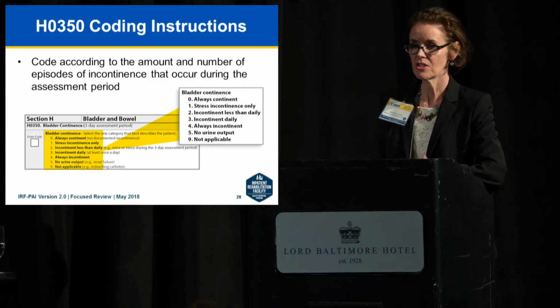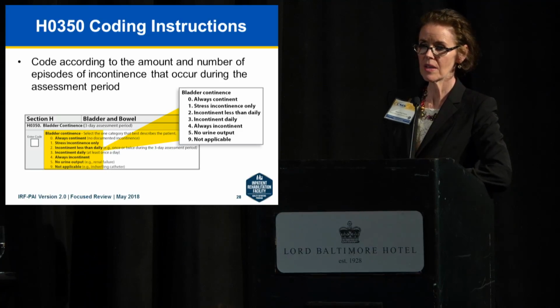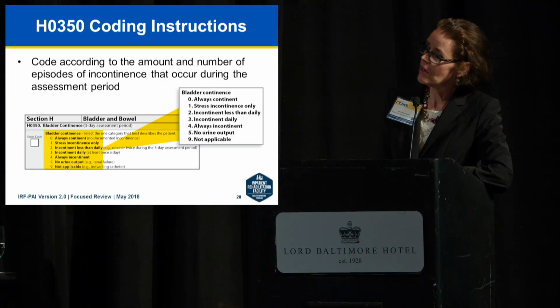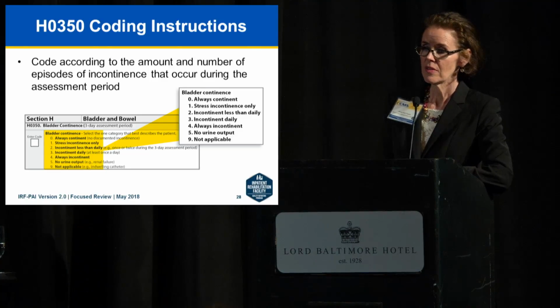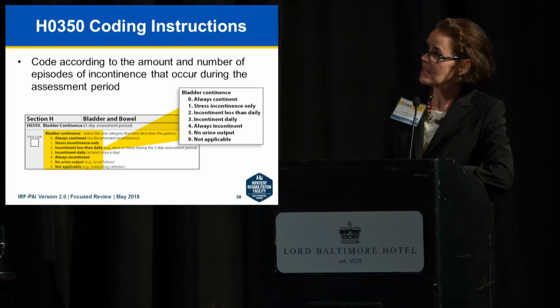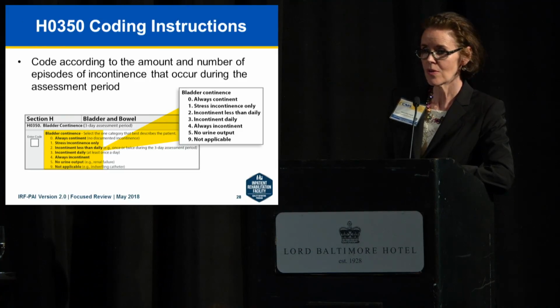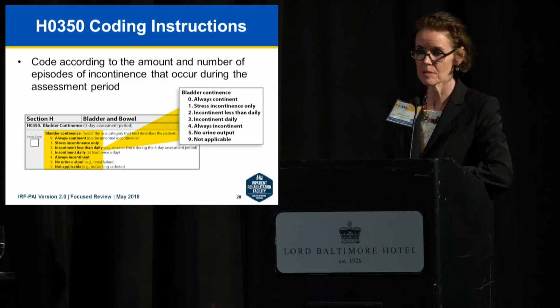For section H0350, the coding item, we're going to code according to the amount and number of episodes of incontinence. I don't know if you can see the screen from back there, but there's a code 0 for always continent. There's a code 1 if you are stress incontinence only. 2 if incontinence is less than daily. 3 if you're incontinent daily. 4 if you're always incontinent. 5 if there's no urine output for those folks who are on dialysis potentially.